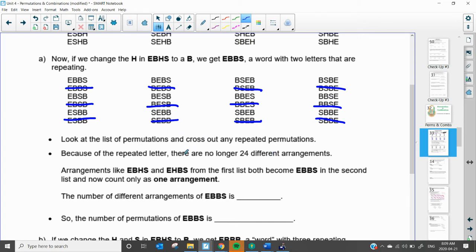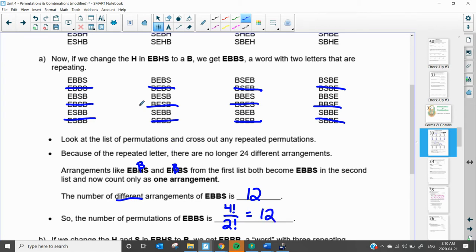That happens because when I have EBHS and EHBS, by changing both H's to B's, instead of 2 distinct arrangements, I now have 2 identical arrangements. So instead of 2 arrangements, we have 1. So the number of different arrangements that we have is 12. If we look at how that can be done mathematically, we had the original 4 factorial arrangements, but we had 2 repeating letters, so we divide by 2 factorial. 4 factorial divided by 2 factorial is 12.